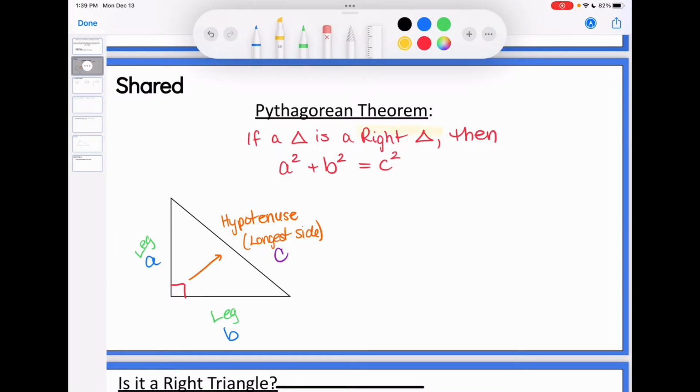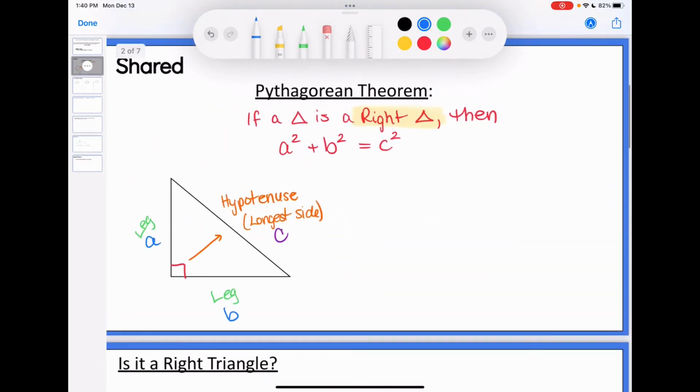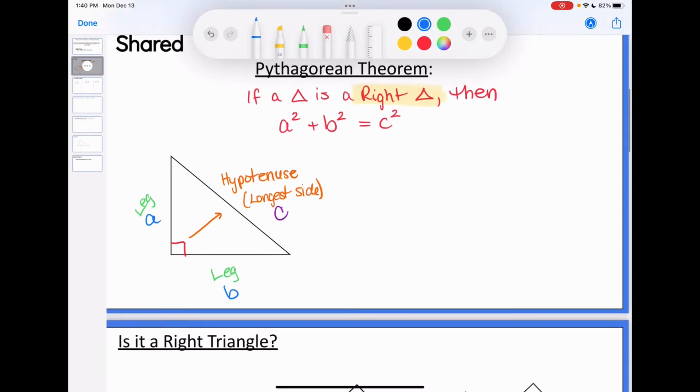But the biggest thing to remember when using the Pythagorean theorem is that you must have a right triangle. You cannot use the Pythagorean theorem without having a right triangle. So sometimes we even start with the converse a little bit. I'm sure that if I gave you some numbers and said solve for x, you'd be able to plug in and figure it out. Sometimes the converse gets a little bit trickier.